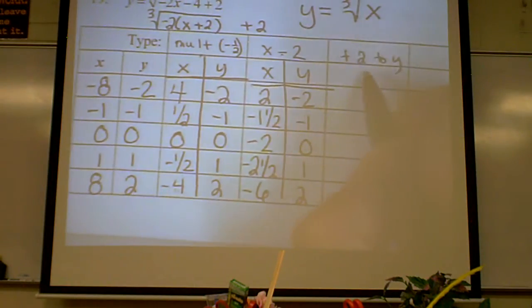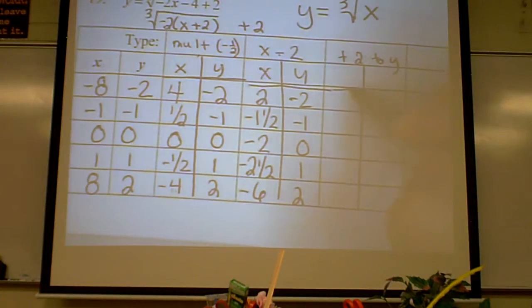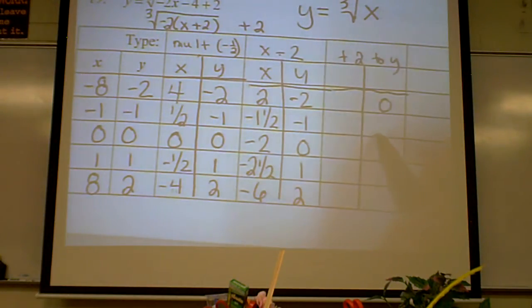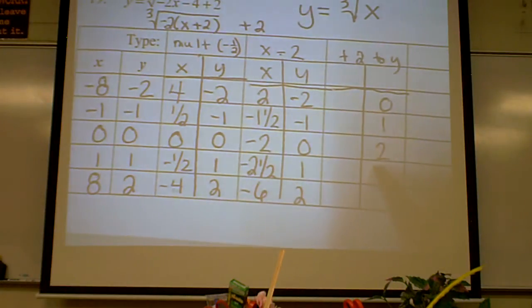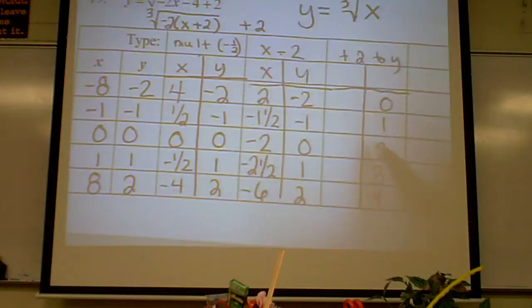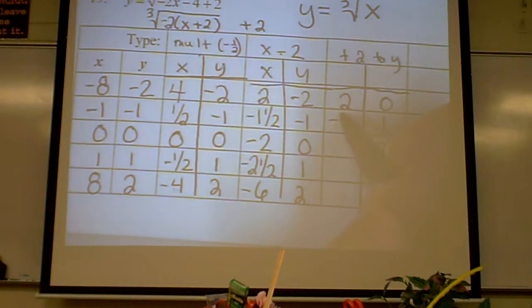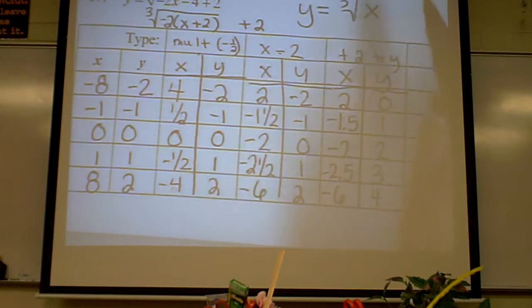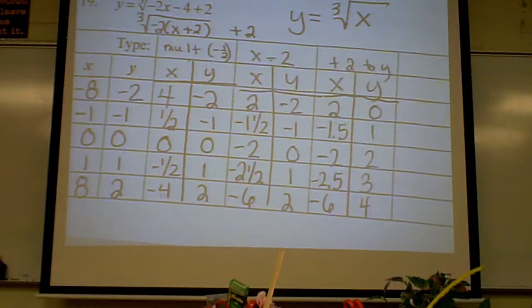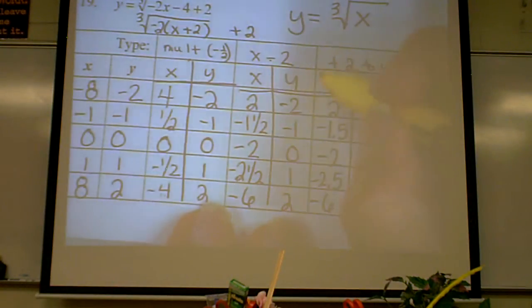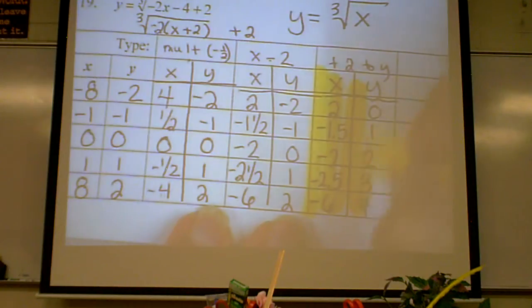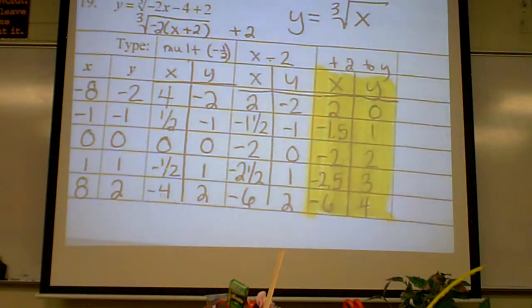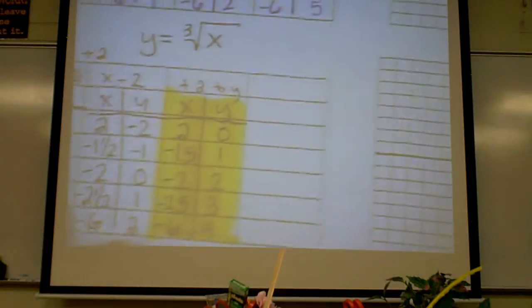These y values. Yes. So let's add 2 to them. You get 0, 1, 2, 2, 3, 4, keeping these x's the same. What are you gonna graph now? All that. These are what you're gonna graph. So, let's do that.